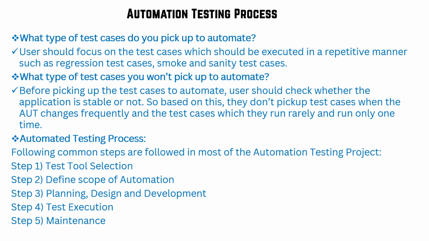Right? There is a 5 step process you need to follow. First, selecting the tools, then defining the scope of automation, then planning, design, development, then execution, and then maintenance.